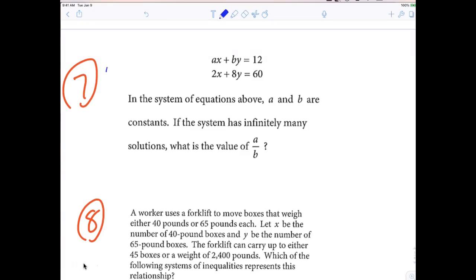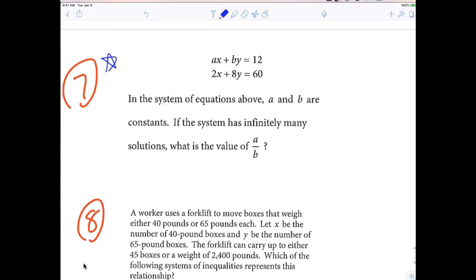Now, I need everybody to put a star on number 7. I think this is the hard one. And, of course, this is one that I'm just going to tell you is going to be on the test. Something similar to this is on the test.